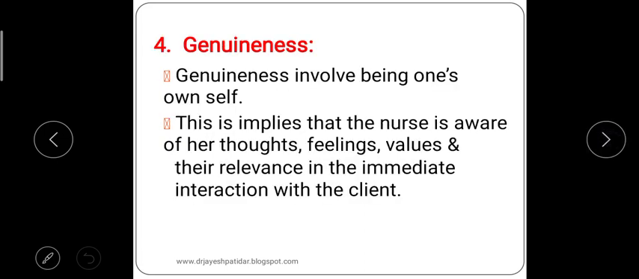Next we are going to see genuineness. Genuineness involves being one's own self. This implies that the nurse is aware of their thoughts, feelings, values, and their relevance in the immediate interaction with the client. So these all are the components of therapeutic relationship. There are a total of four.